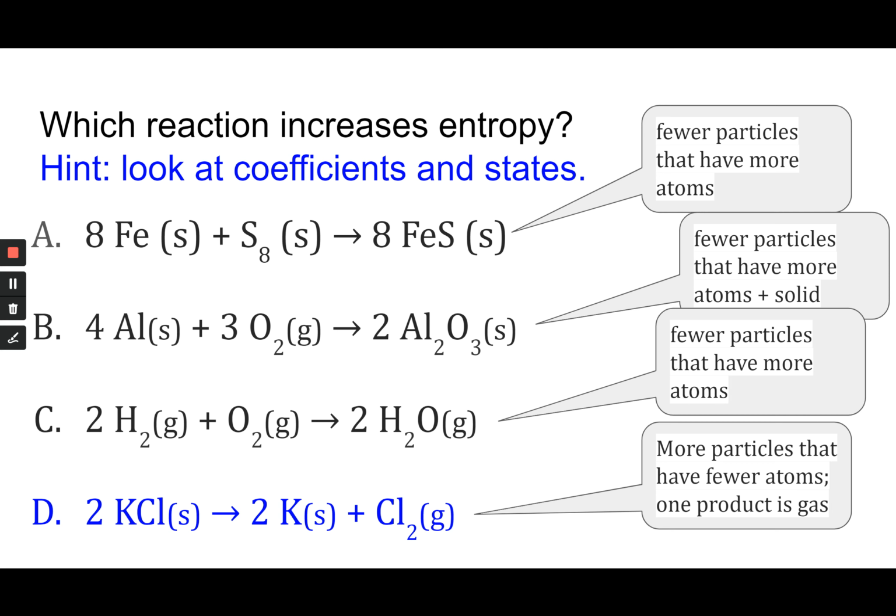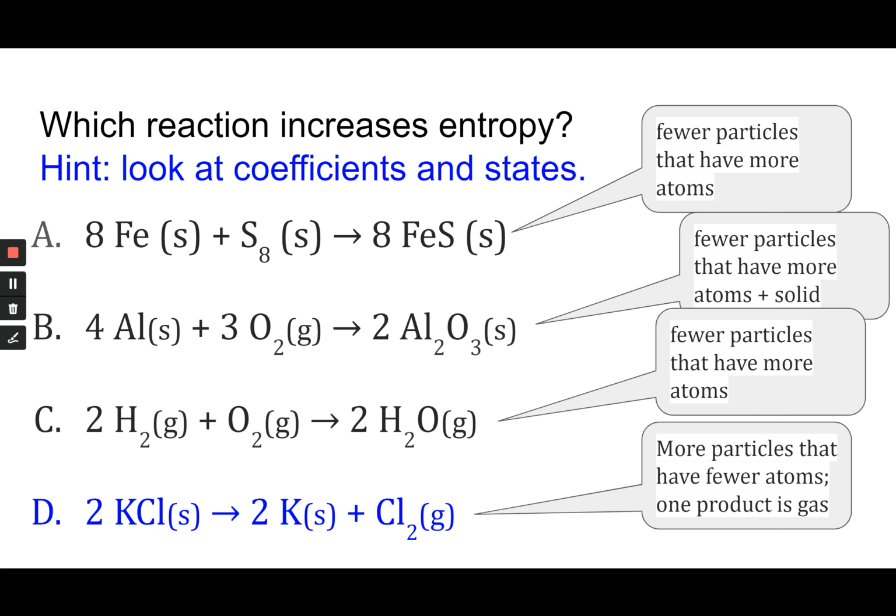With B, we're starting with 7 particles, 4 aluminums and 3 oxygens, and we're creating 2 aluminum oxides. So again, we are reducing the number of things and decreasing entropy. Also notice that one of the reactants was a gas, and all of the products are solid.